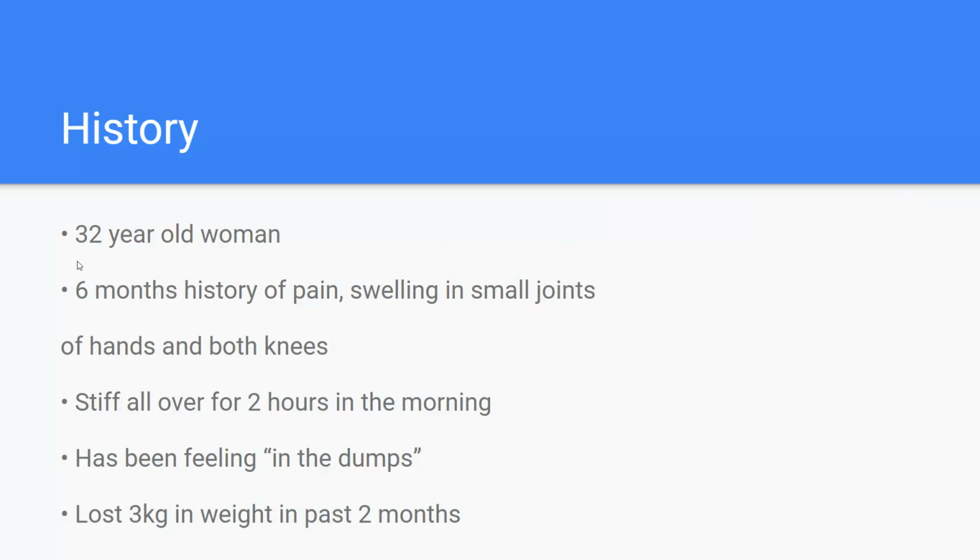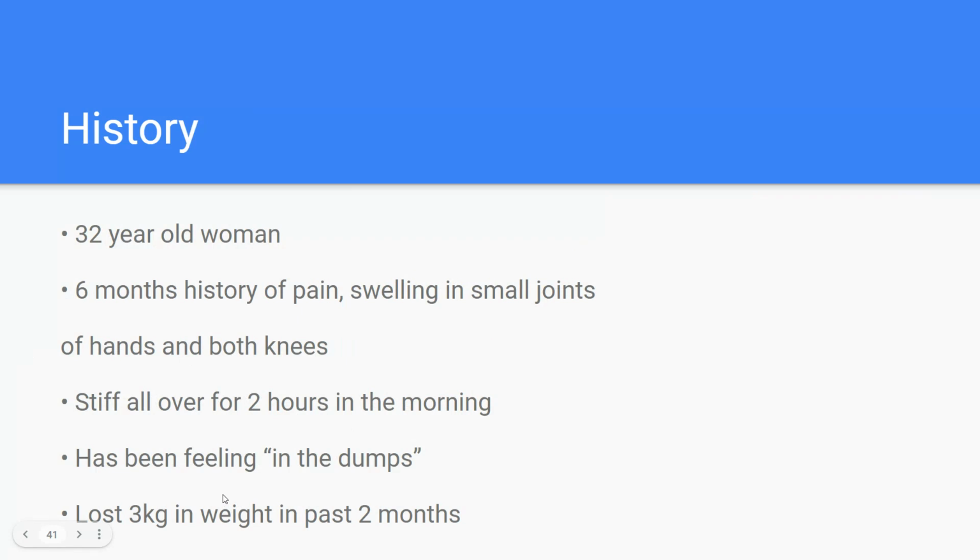This one is a 32-year-old woman. She has a 6-month history of pain and swelling in the small joints of both her hands and knees. She gets stiff for 2 hours in the morning. So in comparison to our other lady, she is stiff for quite a long time in the morning when she hasn't moved.